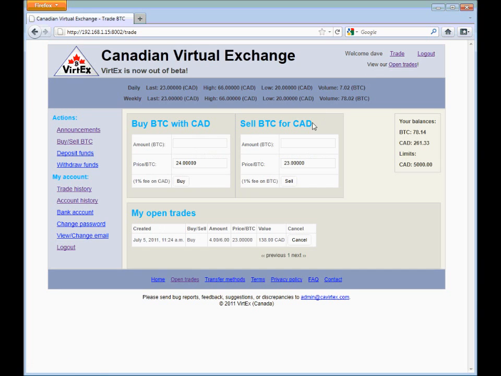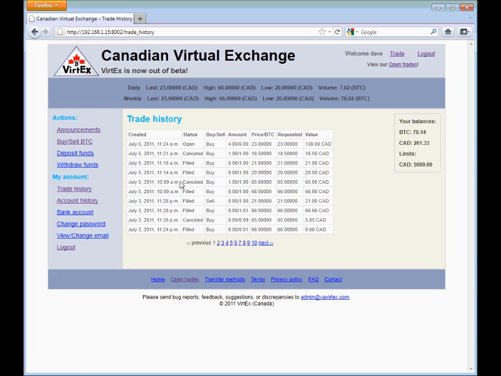So let's go to trade. Let's look at your open trade right here. That open trade is the same thing that's in open books. All these open trades, by the way, are in the open trades link in the upper right. Let's go to your trade history. And you can see here your open order and your trade history.